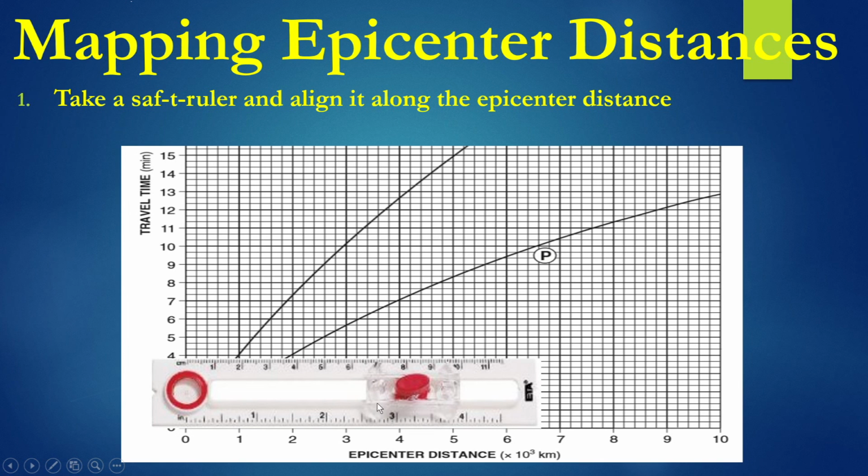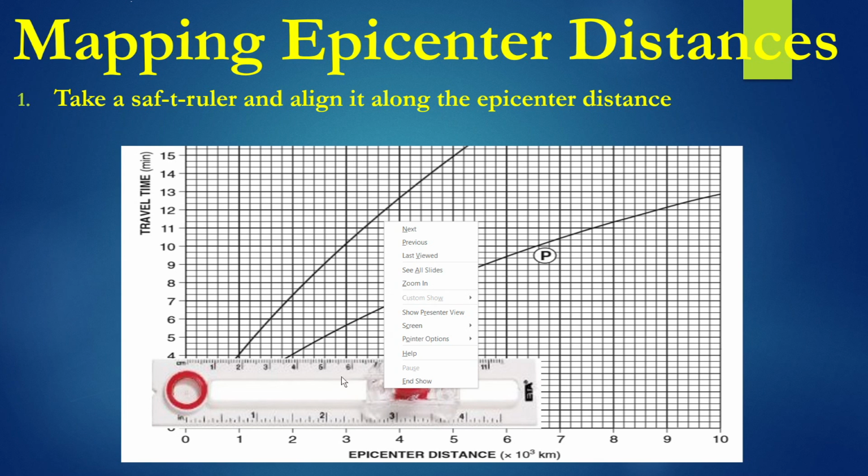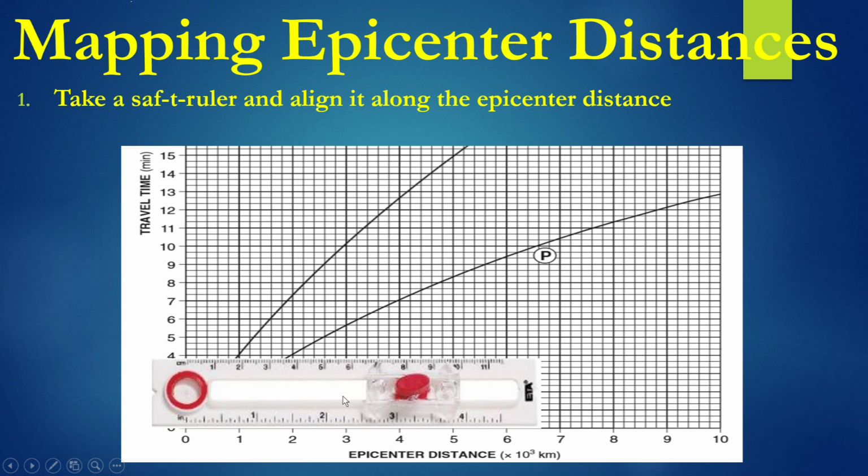So what you have to do is align this part of the ruler. It's really hard to see here, but there's a little triangle. You have to align that with 2600. So you would physically move this entire thing down to where 2600 is. You physically move that slider to 2600.